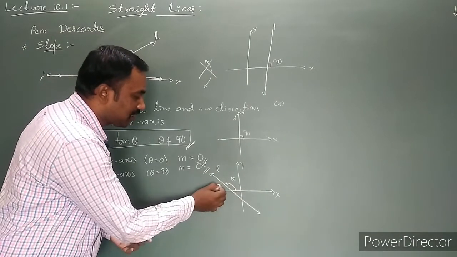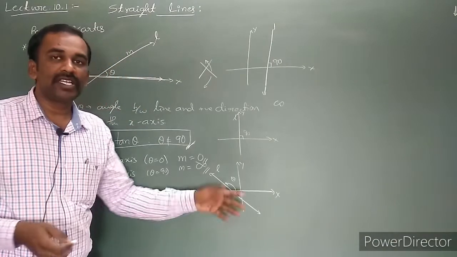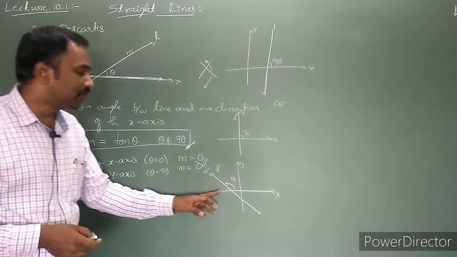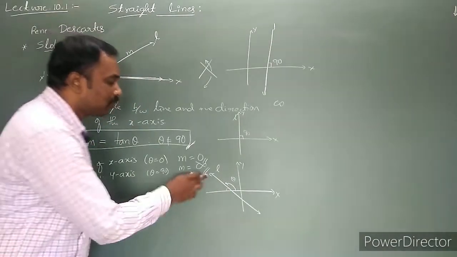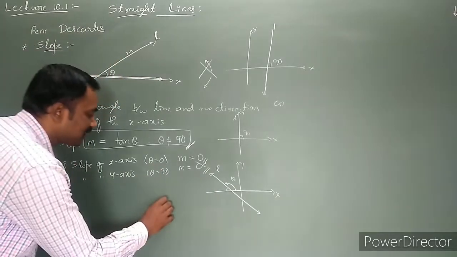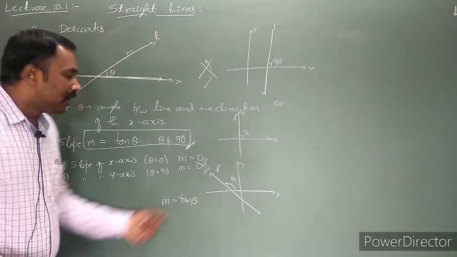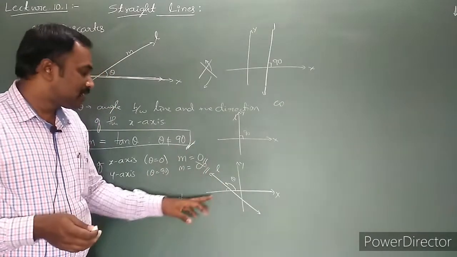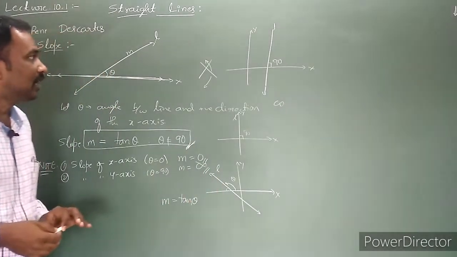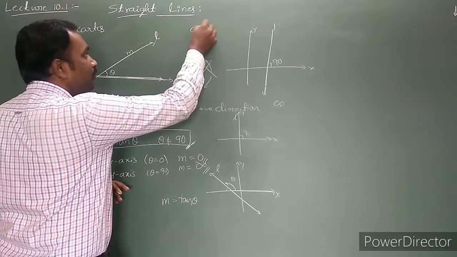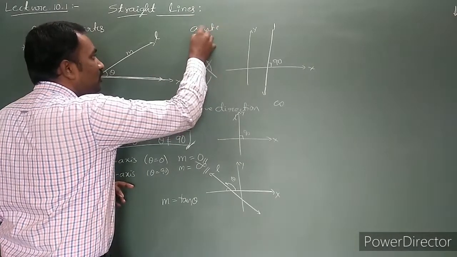If it is theta, what about this angle? This is obviously 180 minus theta. We don't need that. So, in this case, what is the slope of this line? Again, the same thing. Slope of the line here is equal to tan of theta. Here, theta is an acute angle or obtuse angle.